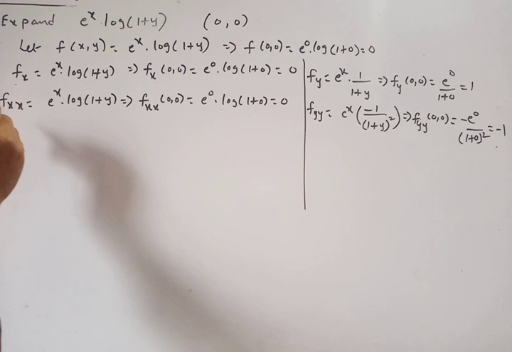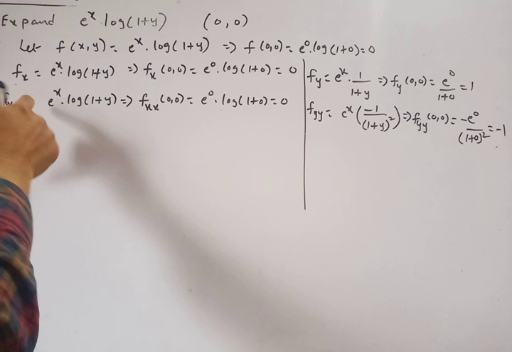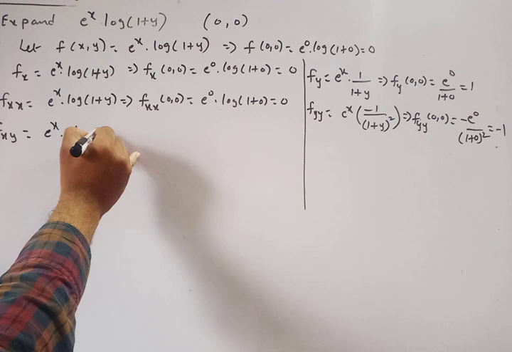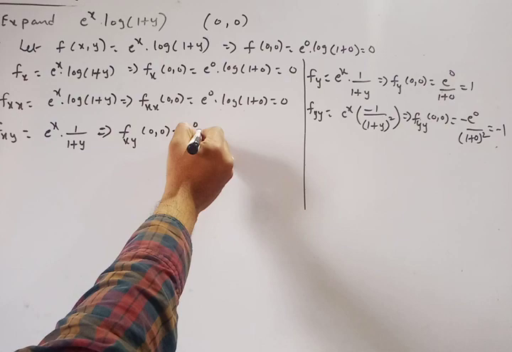Next, what we have to calculate? fxy. That part I am doing here. For fxy, you differentiate this value with respect to y. e^x is as it is, and log(1 + y) will give you 1 by (1 + y). So fxy at (0, 0) will give you e^0 into 1 by (1 + 0). e^0 is 1, and 1 by 1 will give you 1.